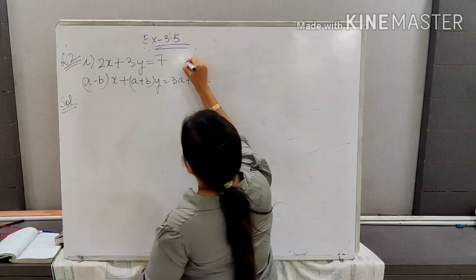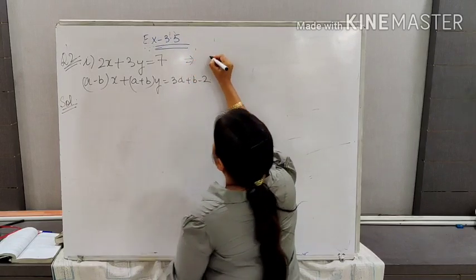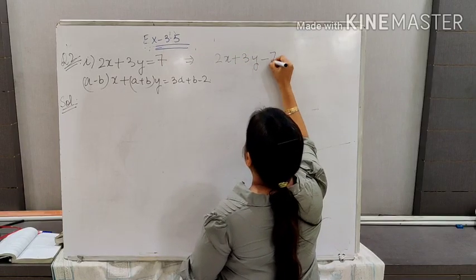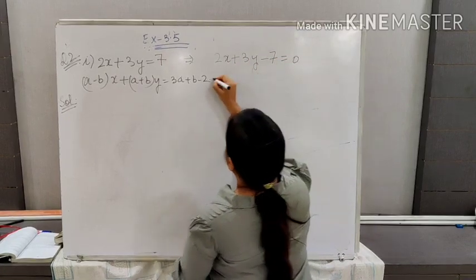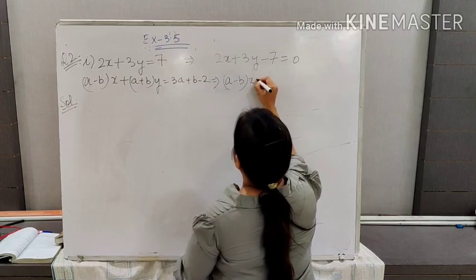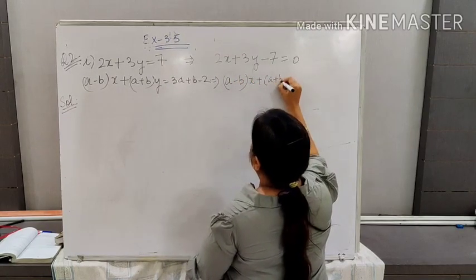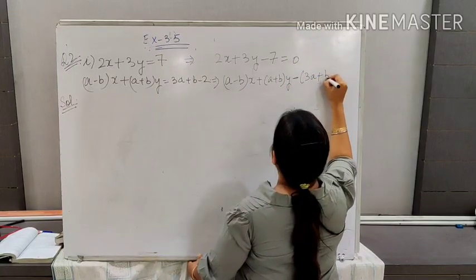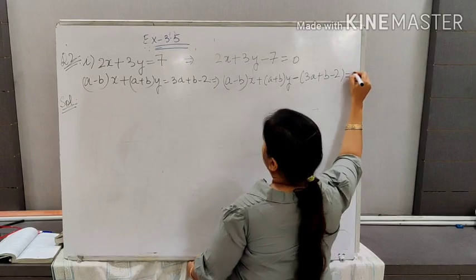First, what will you do? You will write it in the standard form. See, what is the standard form? It is 2x plus 3y minus 7 is equal to 0. Similarly, when I am writing this in the standard form, (a minus b)x plus (a plus b)y minus (3a plus b minus 2) is equal to 0.